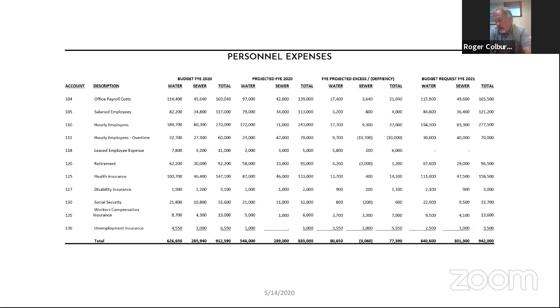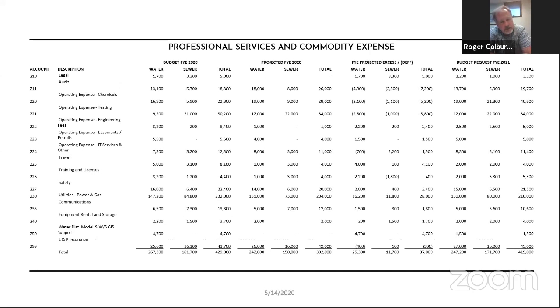Personnel expenses are a huge component of what we do, and I would say they're a huge component of what the city does. That's the largest component of our expense of running an operation. And down the road, that's something that, as costs continue to increase, we're going to have to deal with. Does anybody have any questions about those items? If not, let's move on to the next category, which is professional services and commodity expense.